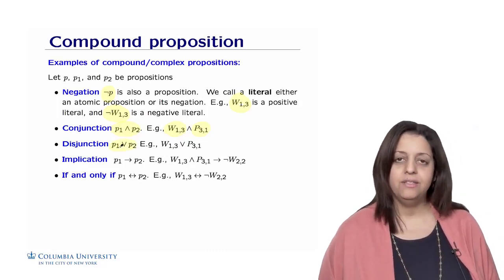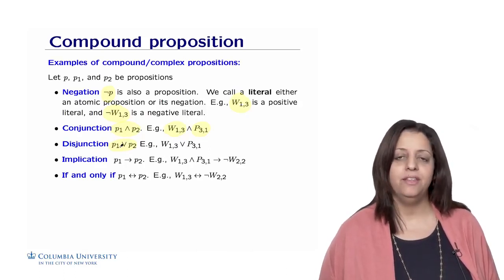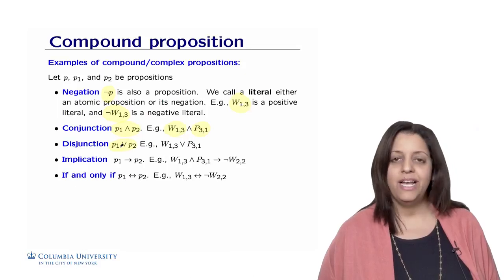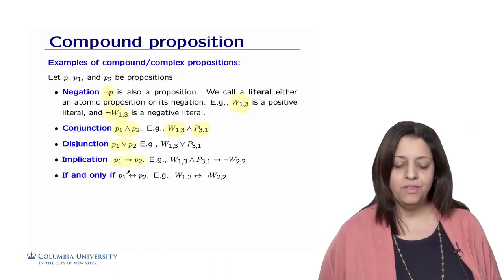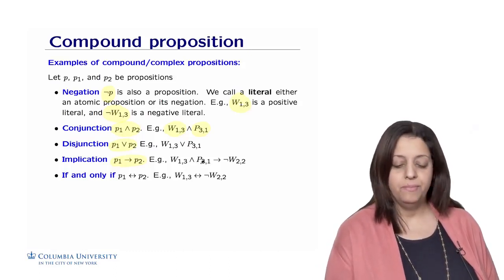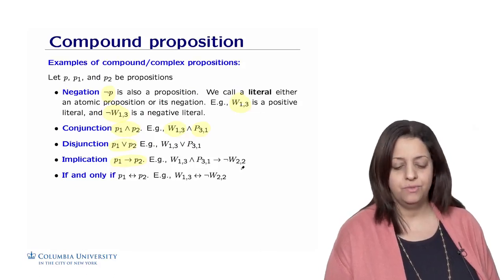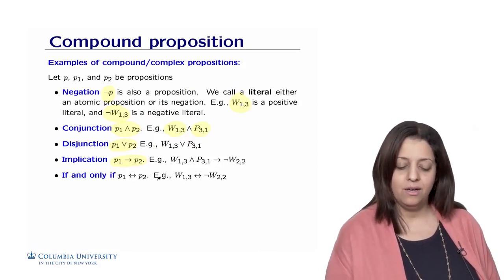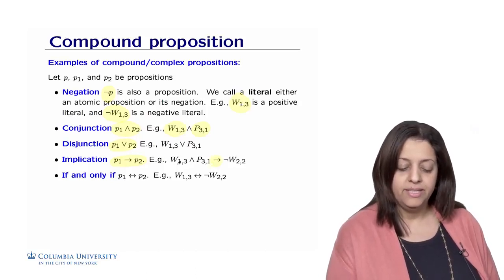The disjunction is P1 or P2. So just putting the or between the two propositions. For example, there is a WUMPUS in 13 or there is a PIT in 3,1. The implication is P1 implies P2. So we use this symbol. For example, there is a WUMPUS in 13 and there is a PIT in 3,1 implies that there is no WUMPUS in 2,2.